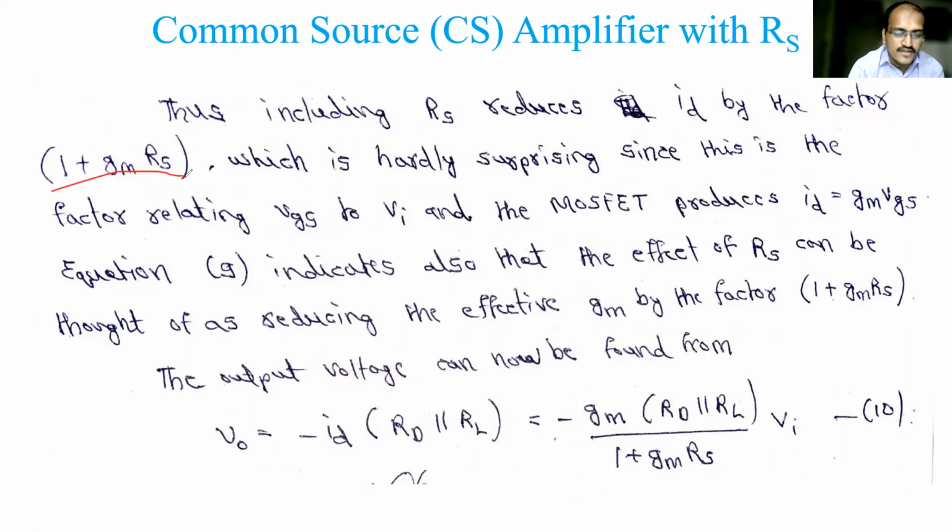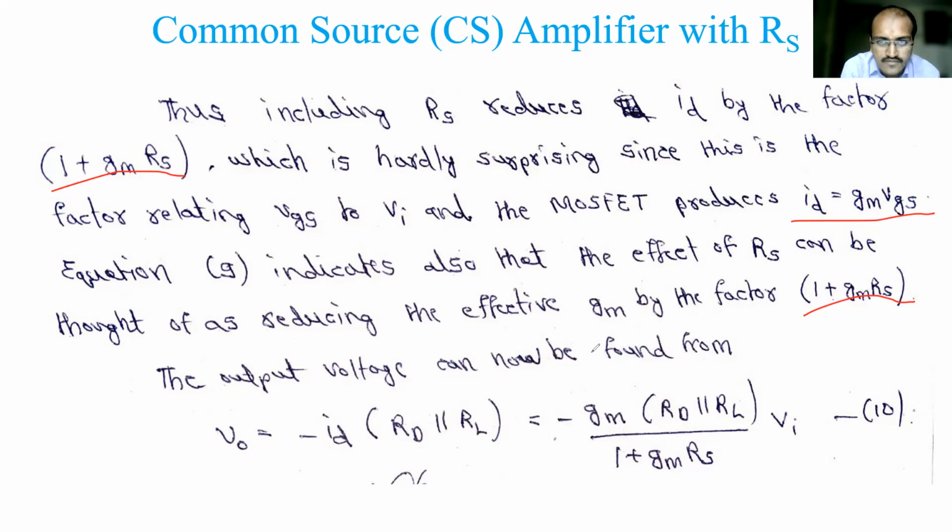Which is hardly surprising, since this is the factor relating VGS to VI, and the MOSFET produces ID equal to GM VGS in the normal case, right? ID is equal to GM VGS, so VGS equals ID by GM. That's why GM cancelled out there. So equation 9 previously also indicates that the effect of RS can be thought of as reducing the effective GM by the factor 1 plus GM RS. So this is the third benefit.